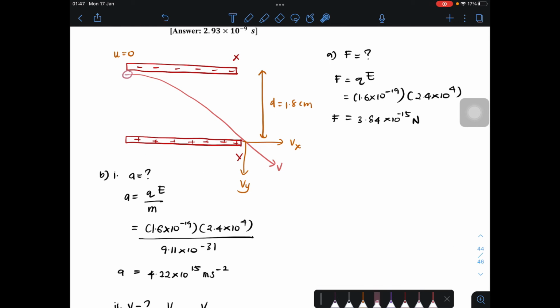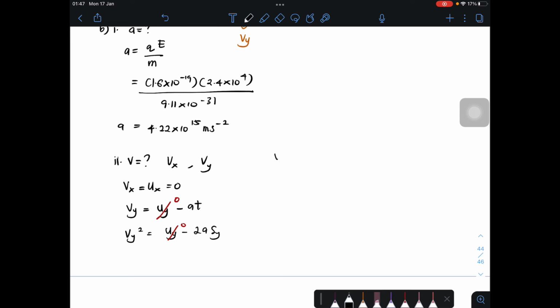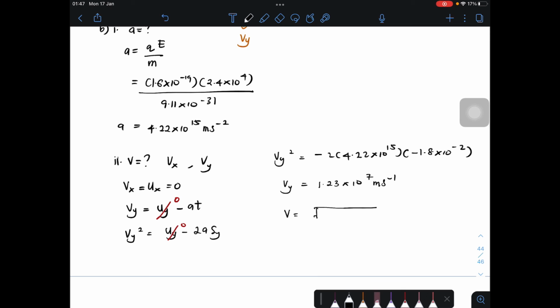So displacement is from the point where the charge enters the region. So initially it is right at electrode X, and then it leaves the region just near the bottom here. So this will be the value for Sy. And then you just substitute negative 2A, and then Sy negative 1.8 × 10^-2. So Vy you will get is equal to 1.23 × 10^7 meter per second. So V is the square root of Vx square plus Vy square. Since Vx is zero, V is just 1.23 × 10^7 meter per second.